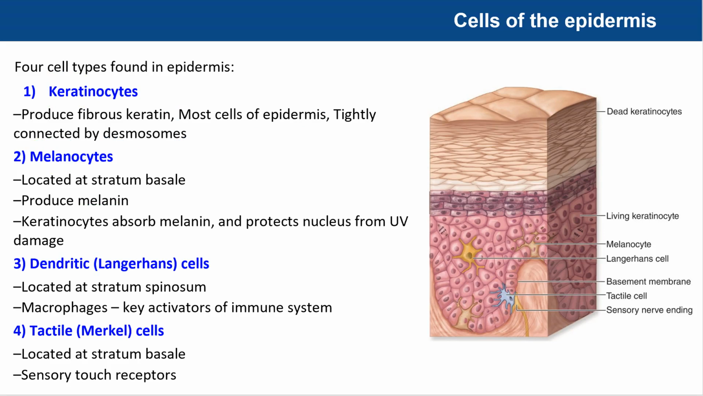Let's go over the other cells which would be found in the epidermis, dendritic or Langerhans cells. The dendritic or Langerhans cells are actually the skin macrophages. They are part of our immune system, located at the stratum spinosum. They are identical to tissue macrophages. Their job is to engulf microorganisms and present them to lymphocytes. We're going to talk about the dendritic cells in AP2 in the immune system as well.